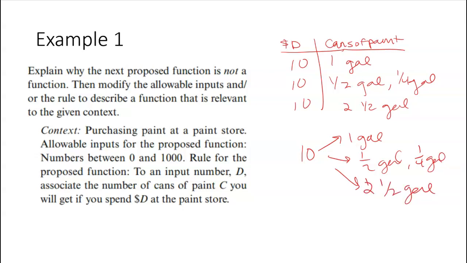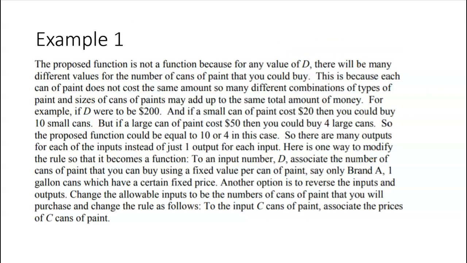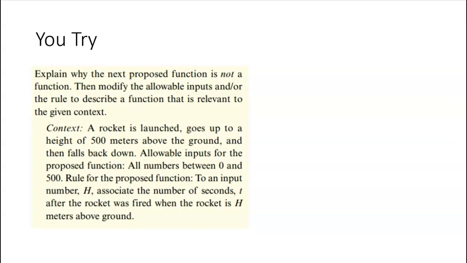But we could modify this by saying, okay, for D dollars, that's the input. The output is going to be the number of, let's say, brand A gallon cans of paint. Now we're being really specific. We're saying the brand and the gallon because that will only have one output for the amount of money. Here it is written out if you want to pause it and read through it more carefully. Go ahead and give this a try. Press play when you're ready to see the solution.